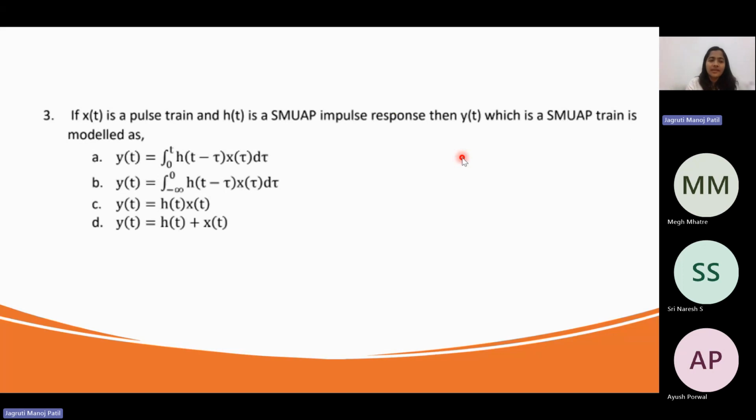Okay. Then if x of t is a pulse train and h of t is a single unit action potential, then y of t is what? We saw that it was what? Was it a convolution, addition, multiplication? And if it was a convolution, then what would its limit be? Option A, ma'am. Option A. Yeah.